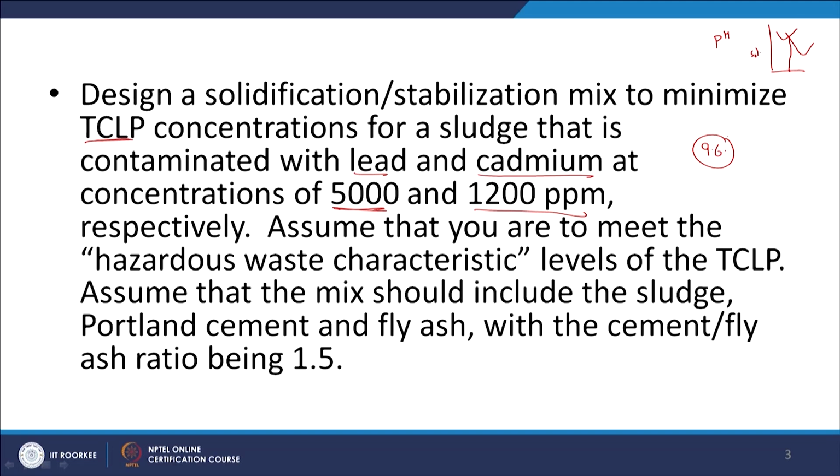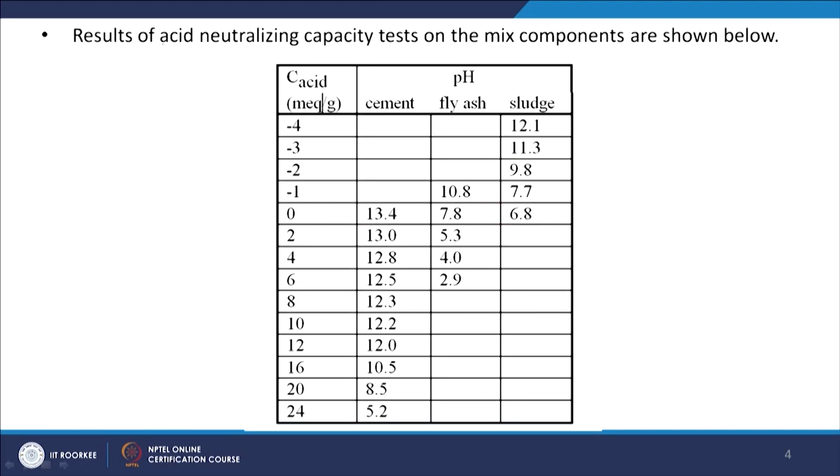So let's move on to the acid neutralizing capacity test based table. As we see for fly ash, the design pH is now 9.6, so it's somewhere out here, between these two. At 10.5, the acid neutralizing capacity for cement is 16. And what is it for the relevant range for fly ash? 9.6 is between these two values here.